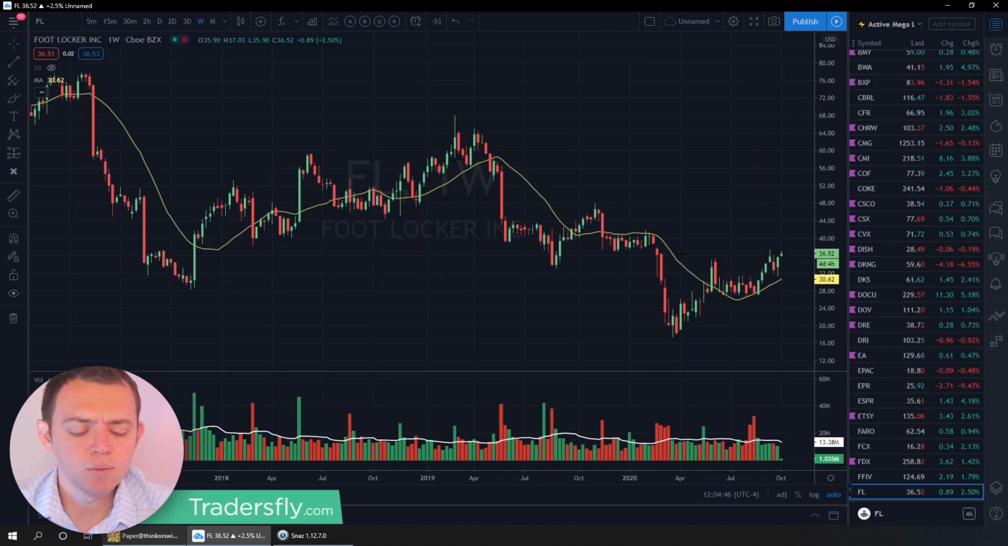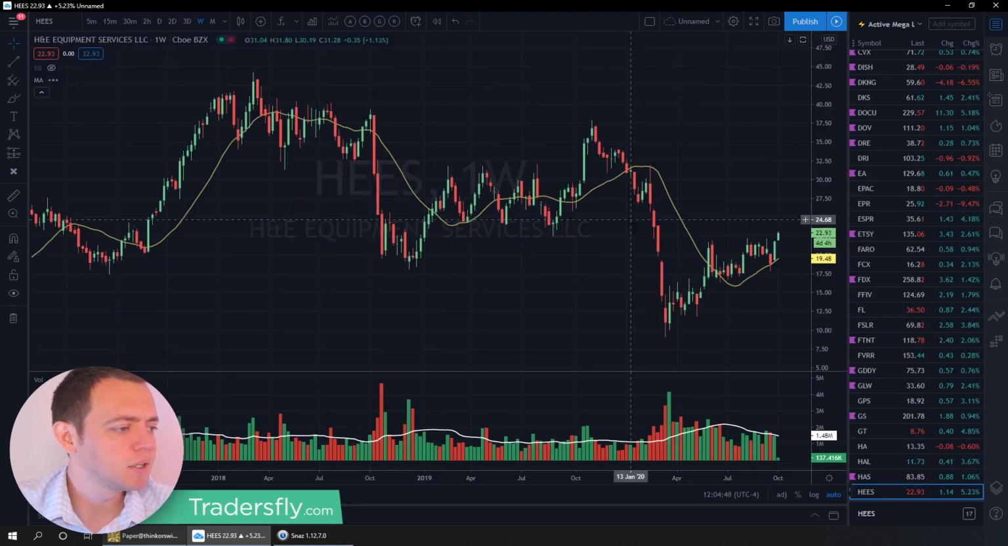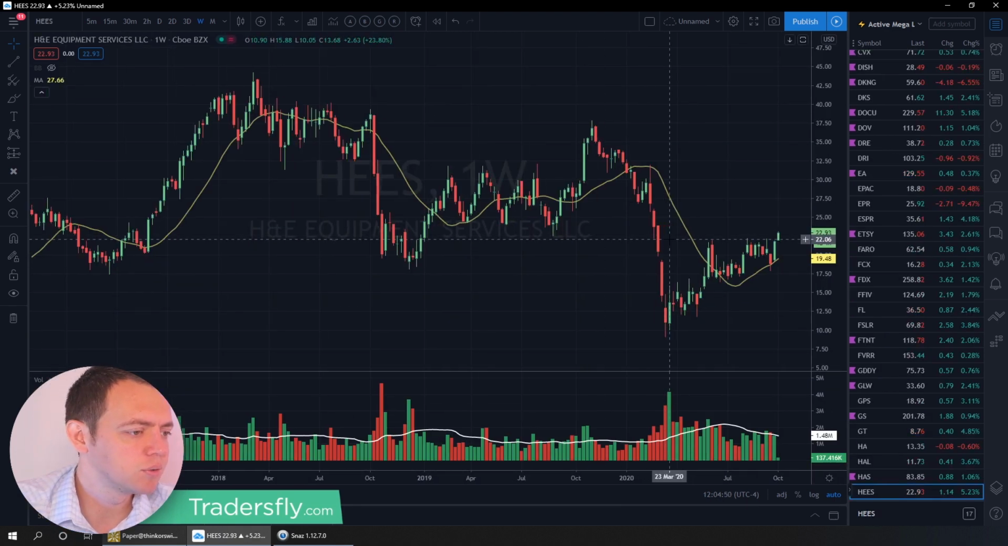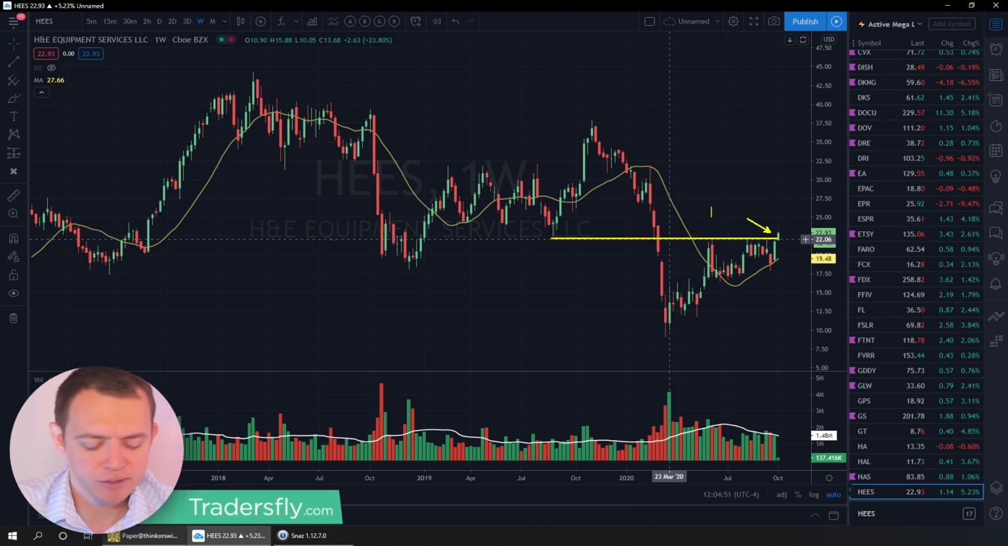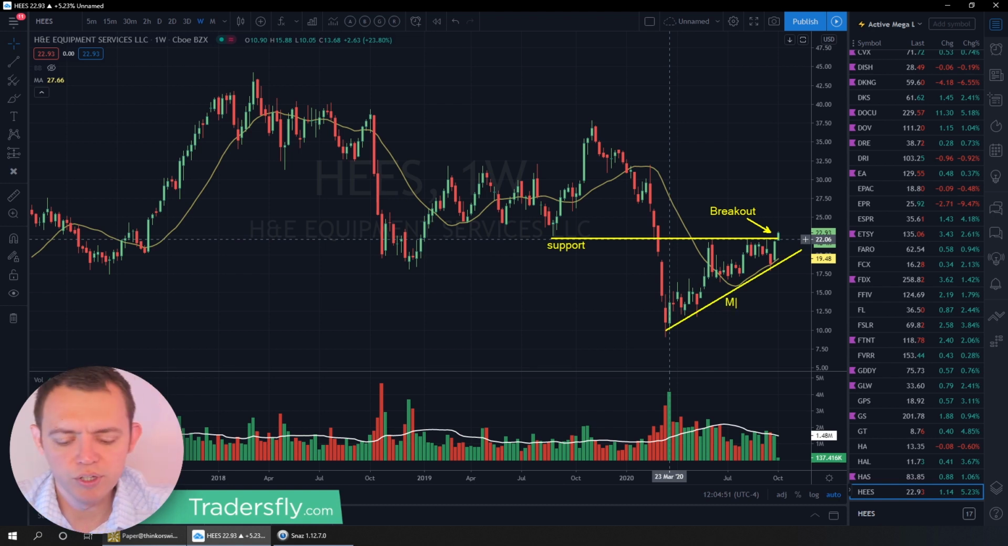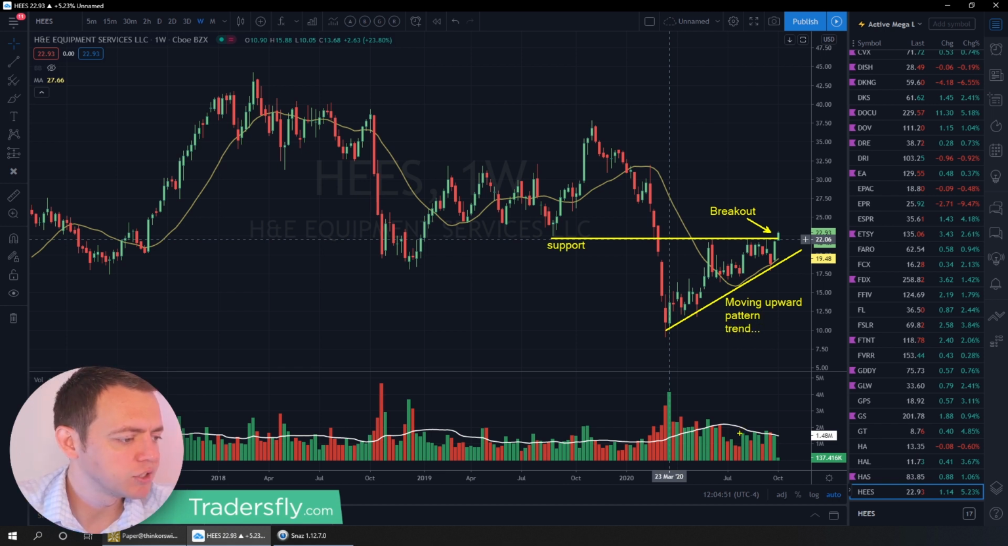All right, one that I do not do that often, but it did catch my eye, similar to the Foot Locker one. Here you could see it's trying to break out. Here is our support. And as you look at this one, we're kind of moving in an upward pattern or trend. Also, what you're seeing is some bullish volume right here coming in. So that's also a good healthy sign. And so all that looks good.